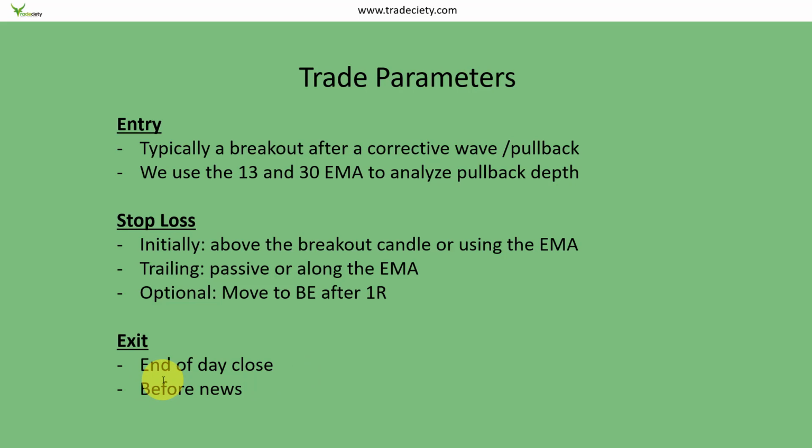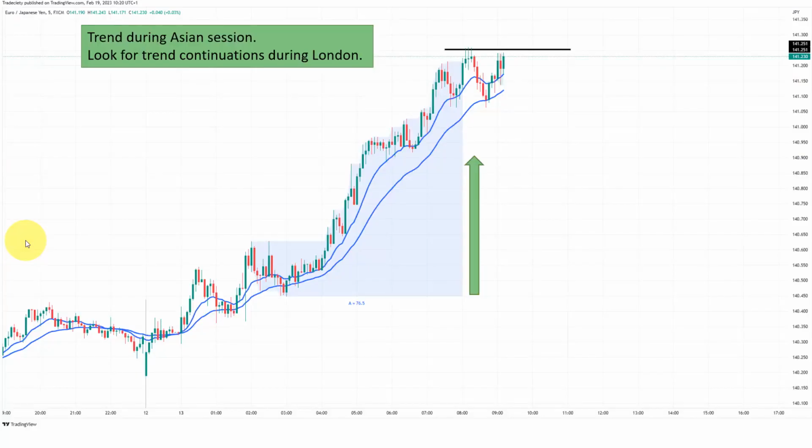And also we want to get out before news. This is very critical as day traders, because if we are trading on the 5-minute time frame and then we are trading into a big news event such as FOMC, interest rate, inflation, NFP, this can really cause big issues for our trades. So let's take a look at the classic or the perfect trade scenario.